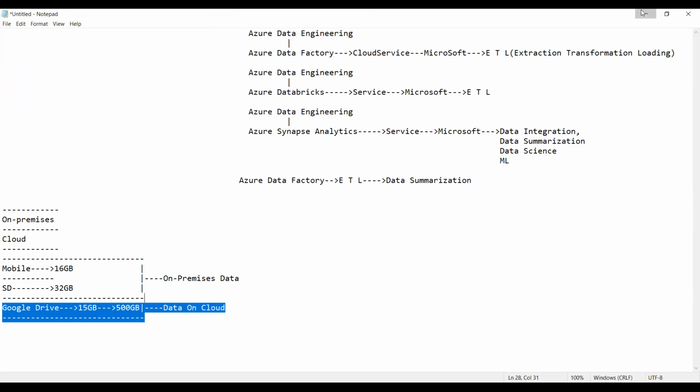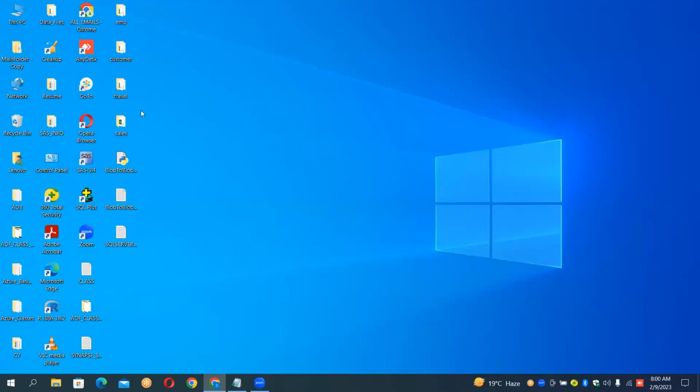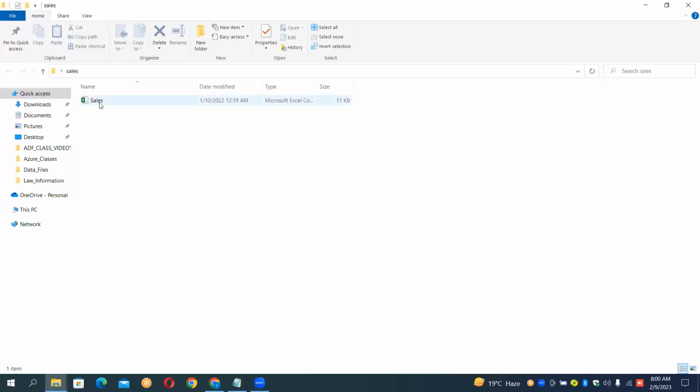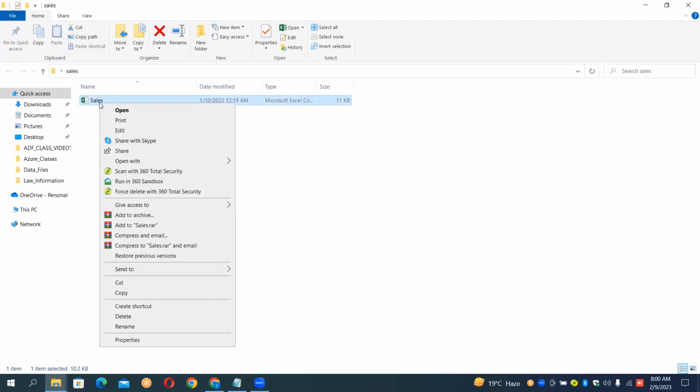In the same way, I'll just take you through my desktop, everyone. Can you see here? I have some data here, some file. Let us open it. I have a folder named sales, and it has a file. This file is right now available in my computer.